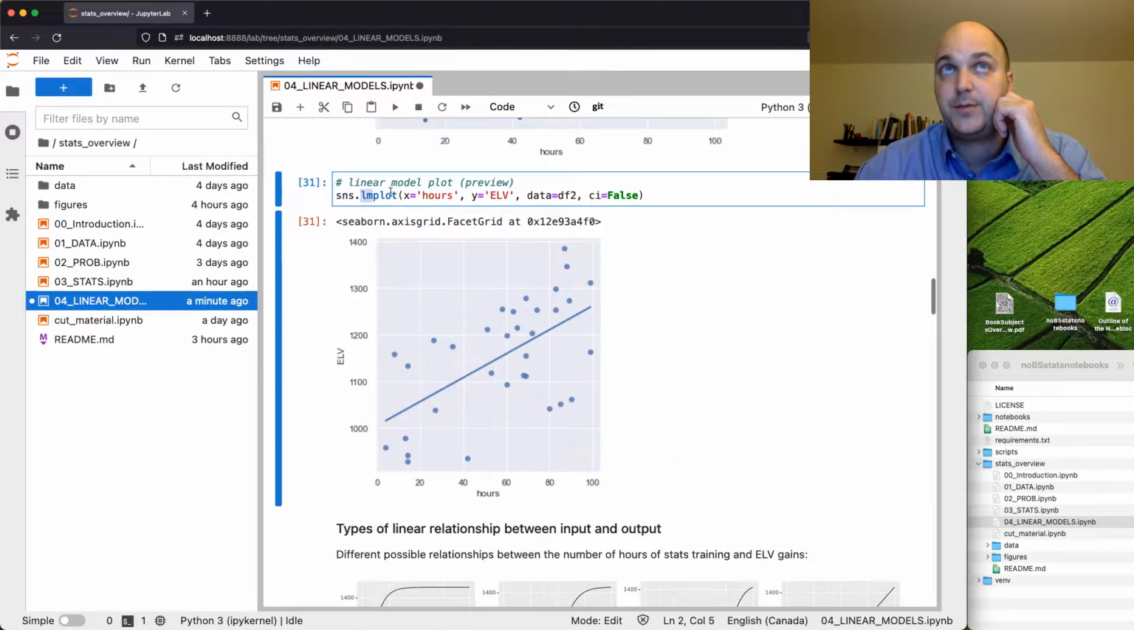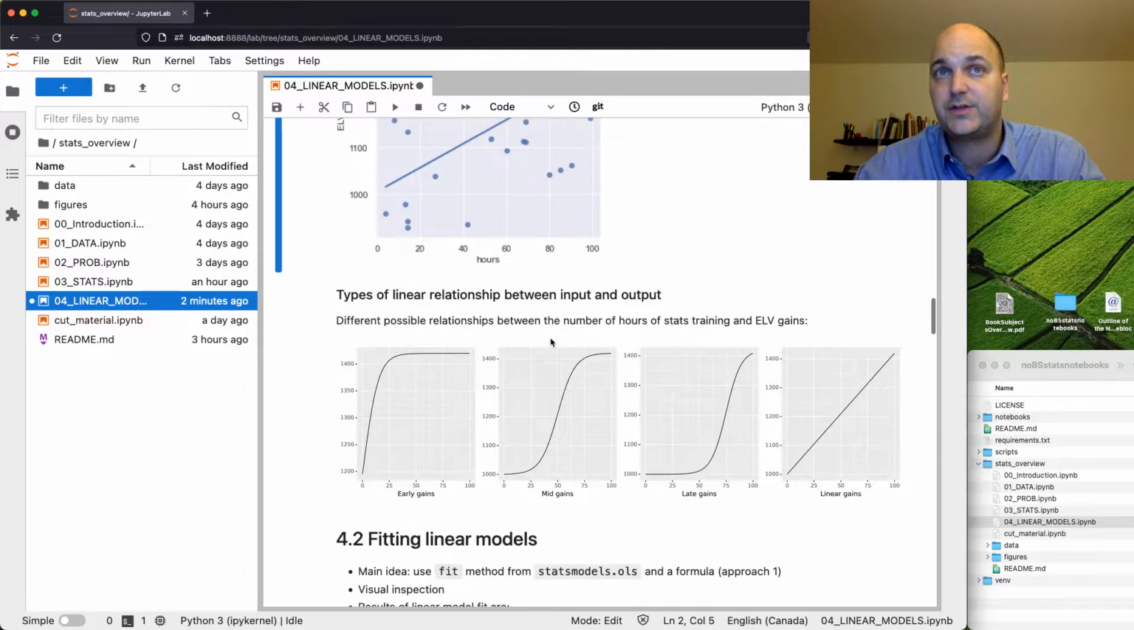It's important that this is a linear model. We're looking for a linear relationship where the change in employee lifetime value is proportional to the change in the training. Here are some other types of models. This is the one we're talking about in this notebook, linear models, where the output depends on the input.